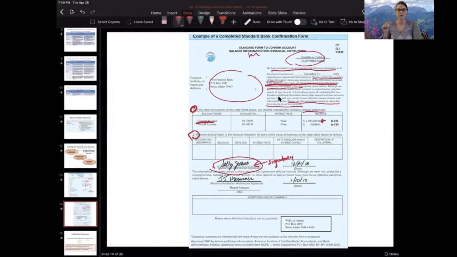Sometimes, a lot of times, they'll work with the same bank that they have a deposit account with, they'll also have a debt revolver with. And so it's kind of like a two for the price of one confirmation where I can confirm my debt balance and my cash balance at the same time. And then lastly, you'll notice that the bank employee is going to sign this as well before they return it. And then of course they need to return it directly to the auditor.